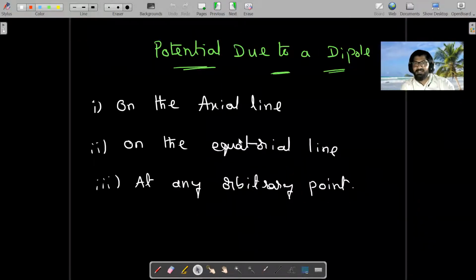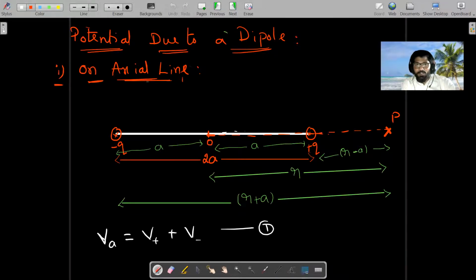In this session, as I have mentioned, we will discuss electrostatic potential due to an electric dipole, or simply the dipole. And in this, we'll discuss briefly 3 points. Number 1, the potential due to a dipole on the axial line; number 2, the potential due to a dipole on the equatorial line; and then the potential due to a dipole at any arbitrary point. Yes, let us start with the first point. Potential due to a dipole on the axial line.